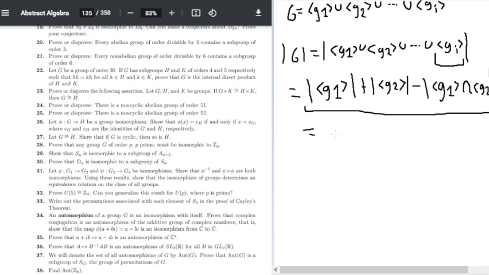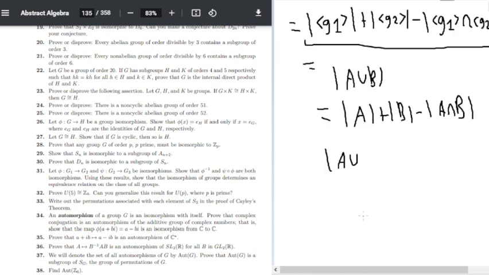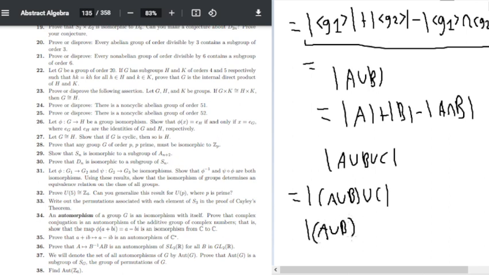Okay, let me quickly think of it, like actually work out the mathematical expression. So the cardinality of A union B equals A plus B minus A cap B. The cardinality of A union B union C is equal to the cardinality of A union B, plus the cardinality of C, minus the cardinality of A union B intersected with C.